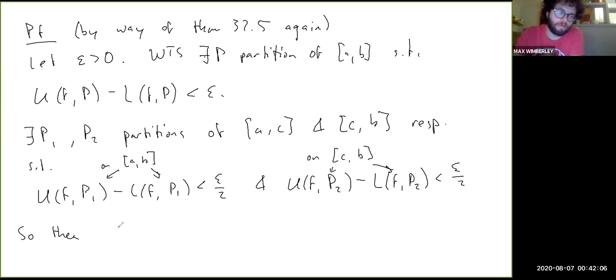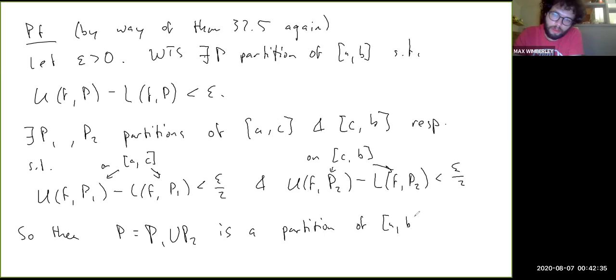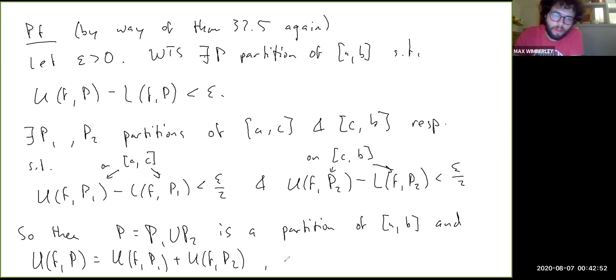Oh, sorry, not AB, AC. If you just take the points in the partition P1 and the points in the partition P2 and combine them together, you get a partition of AB, right? So if you take P1 union P2, that is a partition of AB, and the upper sum of this partition equals the upper sum for the partition on P1 plus the upper sum for the partition on P2. And the lower sum is the same way: the lower sum for F on P1 plus the lower sum for F on P2, right?